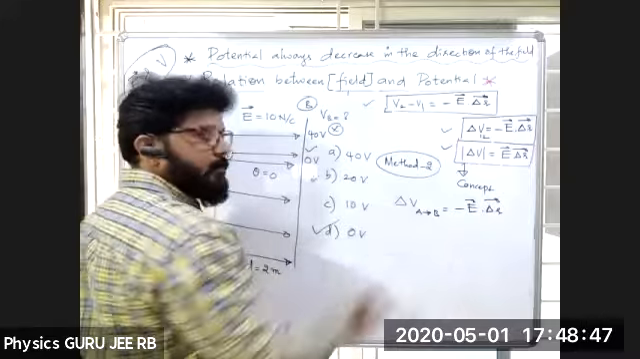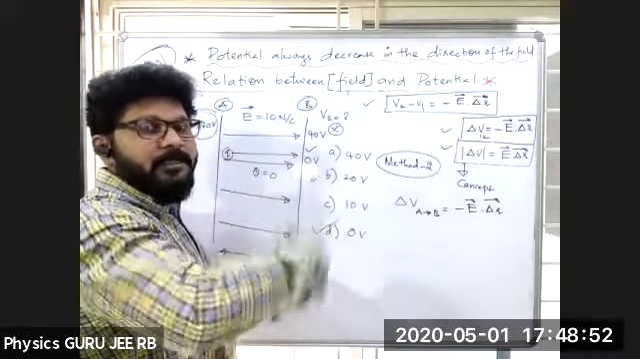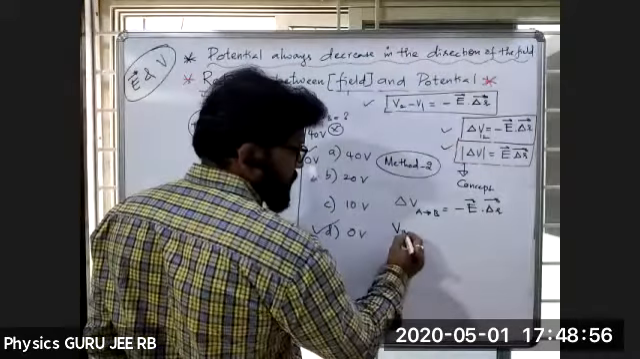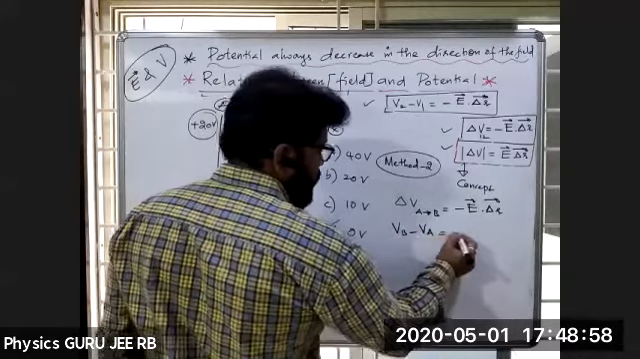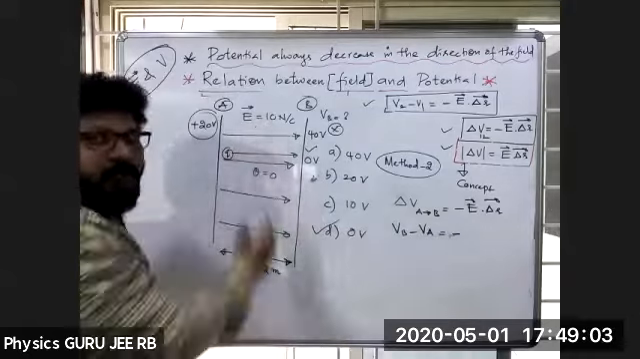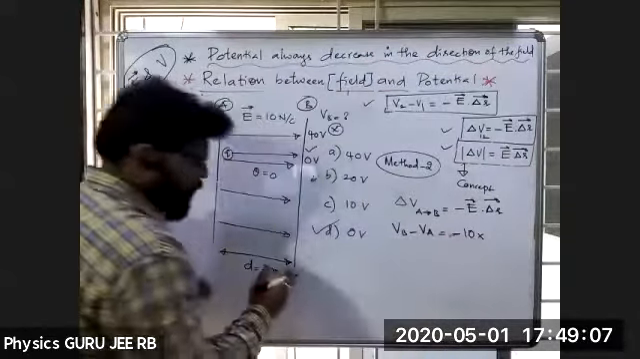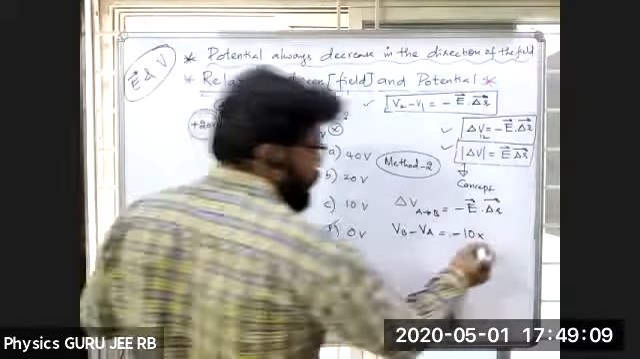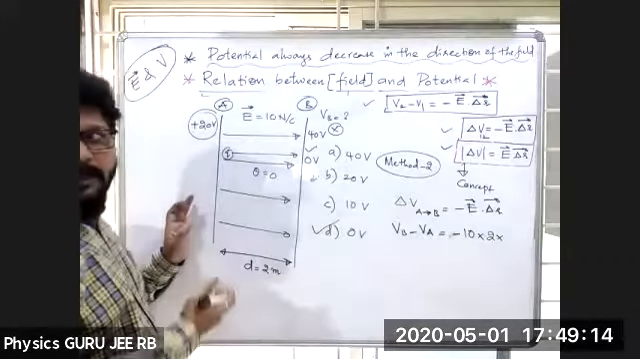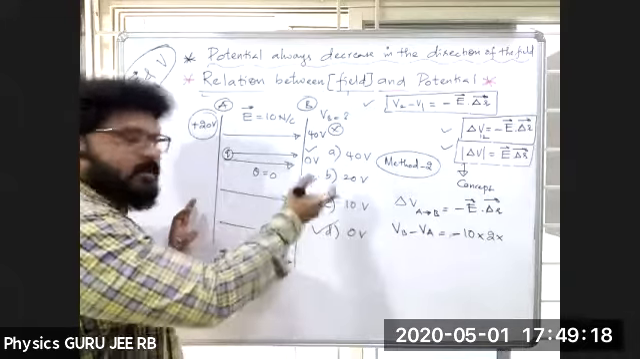Delta V from A to B means VB minus VA, final minus initial. So VB minus VA equals minus of minus E. E is what? 10. So 10 into distance, which is how much? 2. Distance is 2, into 2, into cos of 180. Cos of 180, right? Why 180? This is nothing but 0 only, right?